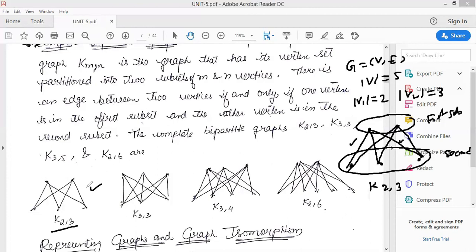the complete bipartite graph means the given graph's vertices are divided into two subsets. One subset contains m vertices, another contains n vertices. If there is an edge between two vertices, compulsorily one vertex is in the first subset and the other vertex is in the second subset. So if you take any edge, one vertex is in the first subset and another vertex is in the second subset.